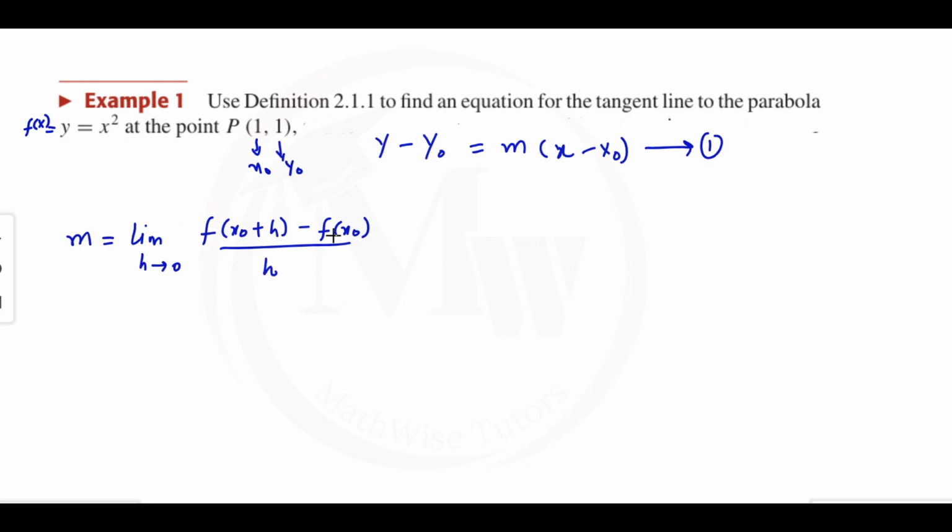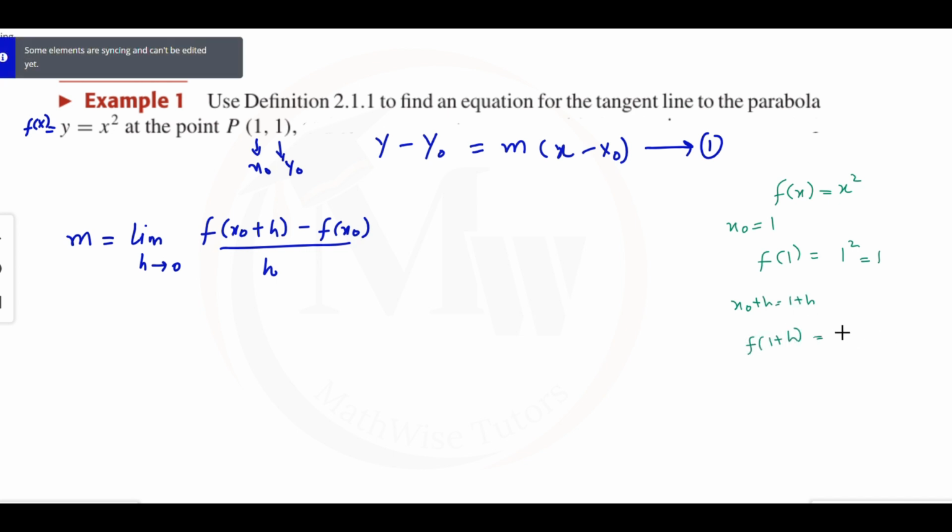But before that, we have to find what is f of x naught and what is f of x naught plus h. As we know, f of x is x square. x naught means the point is 1. So let's plug the x naught value, which is 1, here. So f of 1 will be 1 square, which is 1. It means f of 1 we will plug here, which will be 1. And now what is f of x naught plus h? x naught plus h means 1 plus h. So f of 1 plus h would be equal to (1 plus h) square.